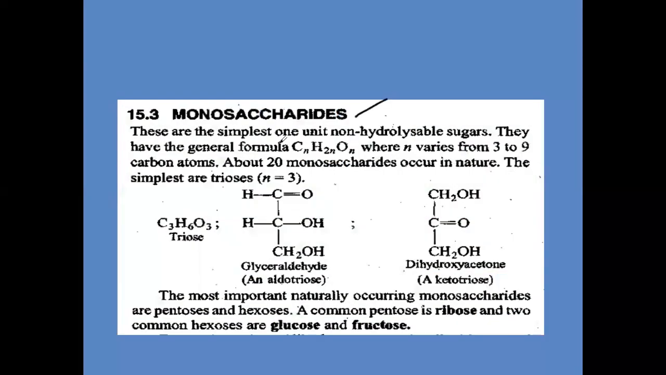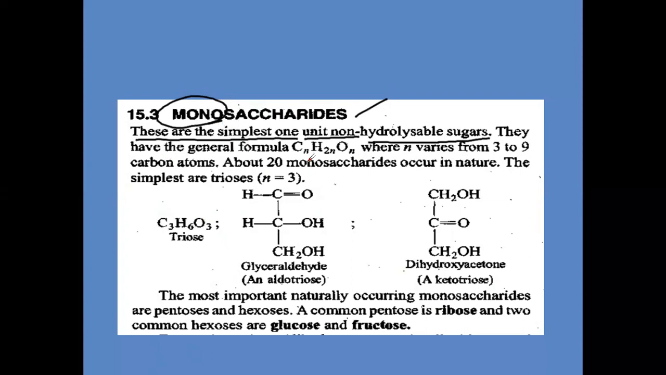Next, monosaccharides. These are the simplest one-unit, non-hydrolyzable sugars. Non-hydrolyzable sugars means they cannot undergo hydrolysis. Monosaccharides cannot undergo hydrolysis, so they are non-hydrolyzable sugars. And they are made up of how many units? Only one type of monosaccharide unit will be present here.